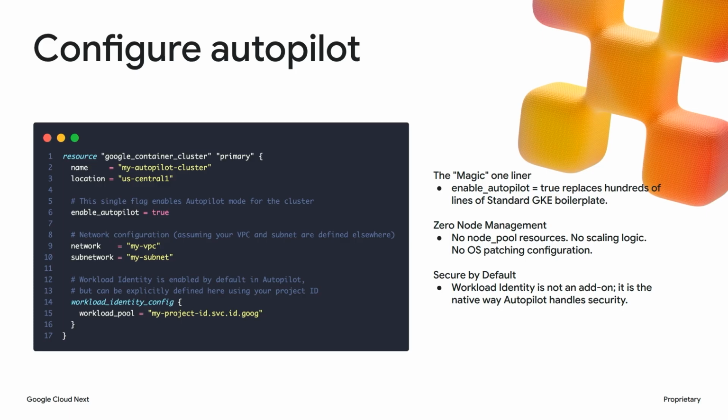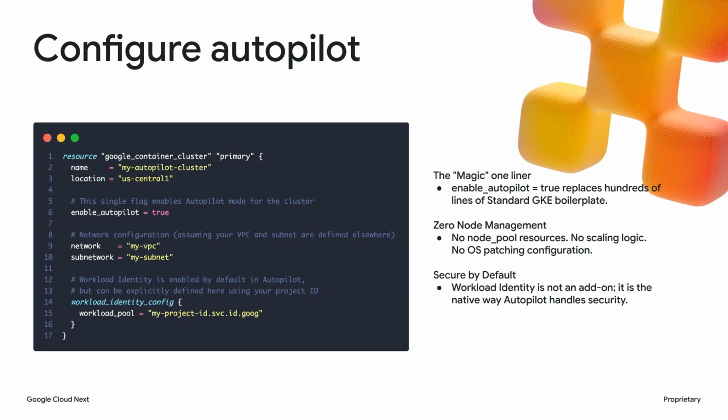This leads us to the second point, zero node management. Notice that there isn't a single node pool resource in this file. There's no scaling logic, there's no configuration for OS patching. Because we moved to Autopilot, we no longer manage the infrastructure, we manage the application. We tell Google what our application needs, and the infrastructure changes to meet that demand behind the scenes.